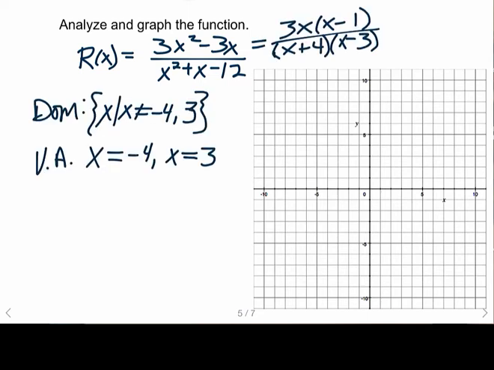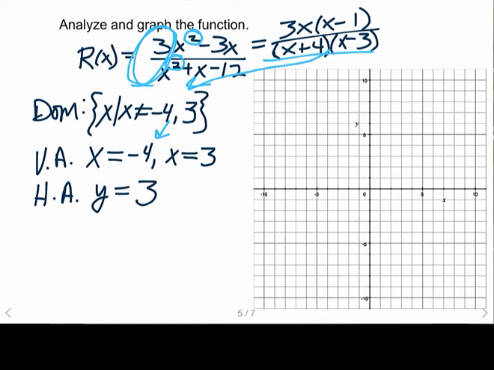Okay, so the numerator factors: 3x times the quantity x minus 1. The denominator factors: x plus 4 times x minus 3. This is reduced, nothing divides out, and so that gives us our domain, which gives us our vertical asymptotes. Degree of the numerator is 2, the degree of the denominator is 2, so we're looking at the ratio of leading coefficients. We have a horizontal asymptote y equals 3.